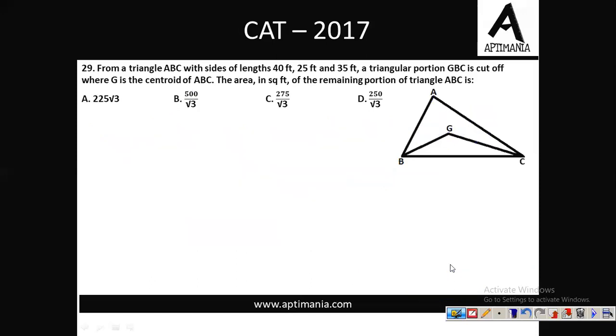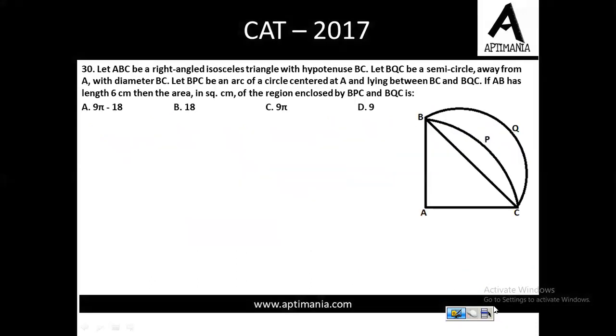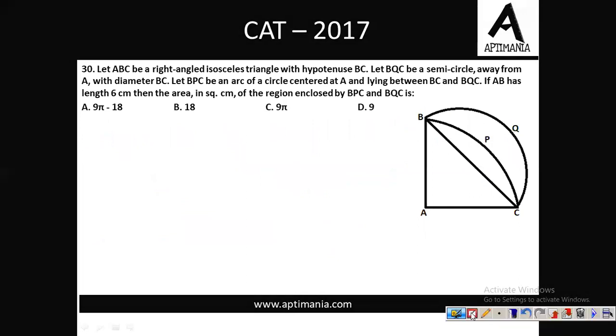Let's go ahead to the next question. Question number 30 is on the screen. Let's try to solve it out. Let ABC be a right angled isosceles triangle with hypotenuse BC. Now it's a right angled isosceles triangle, meaning AB equals AC. BQCB is a semicircle away from A. Okay, so you have made a semicircle BQC with BC as diameter. And BPCB is an arc of a circle centered at A, lying between BC and BQC. If AB has a length 6, then AC is also 6, and BC will be 6 root 2.